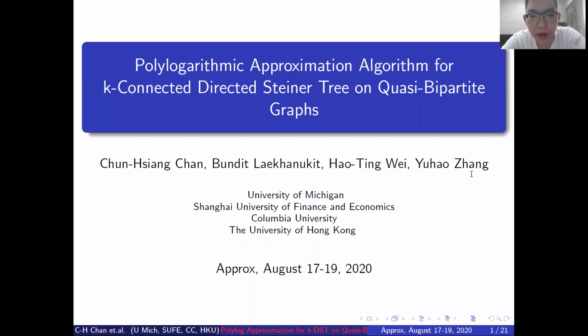Hello everyone, I'm Haoting Wei, and today's topic is polylogarithmic approximation algorithm for K-connected directed Steiner tree on Quasi-Bipartite graphs. And the study works with Junxiang, Bandit, and Yu Hao.